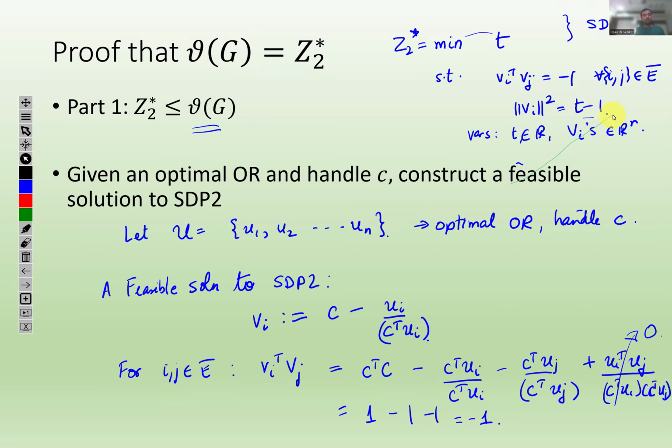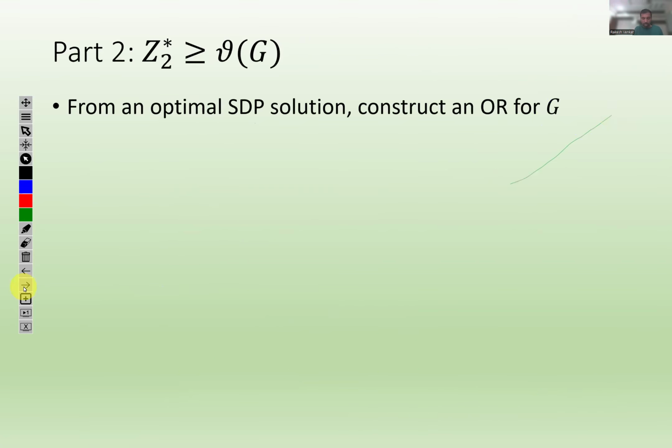I'm not going to show the next part, which is slightly more involved, to show that you can go the other way around also. That is, from an optimal SDP solution for Z2 star, you construct an orthonormal representation of at most the same value. So you can go the other way also. I'll skip the proof for lack of time.